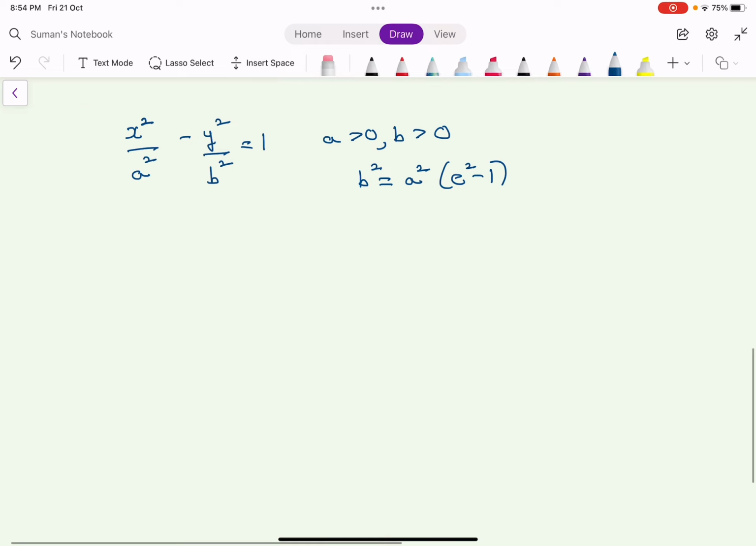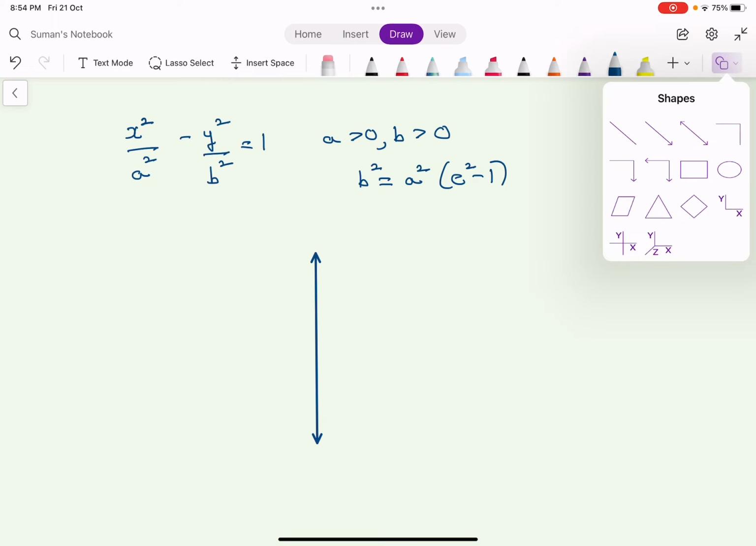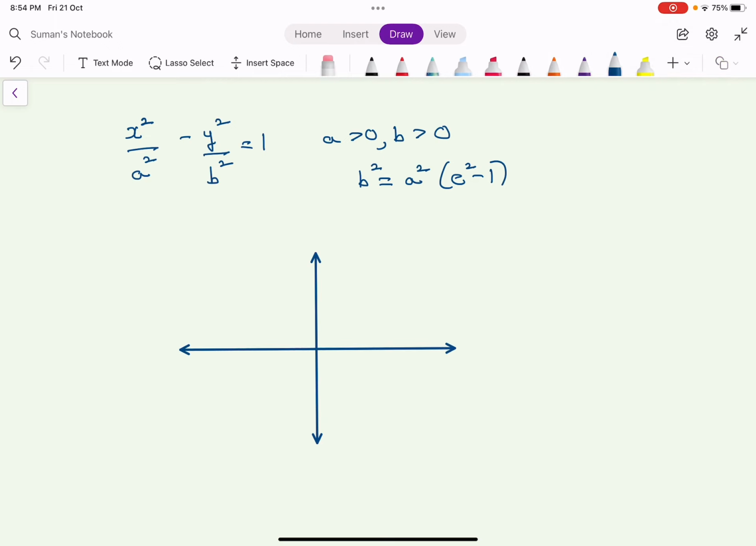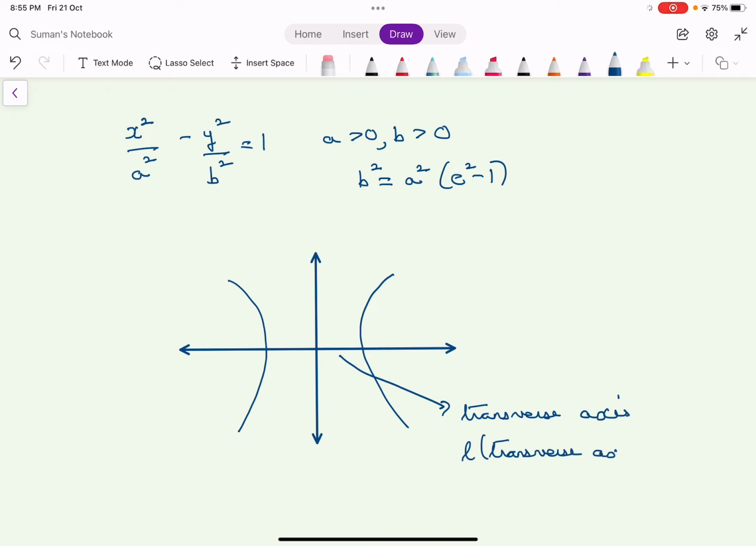So the graph of this hyperbola will be something like this. You have the y-axis here, and then you have the x-axis here. And the hyperbola, there will be two curves here, one on the right and one on the left. And this horizontal axis here is called the transverse axis, and the length of the transverse axis is 2a.